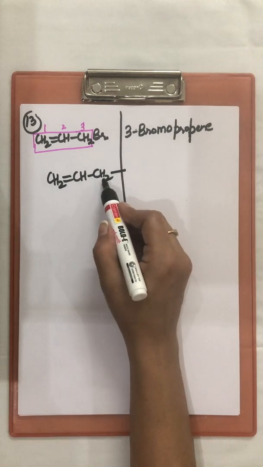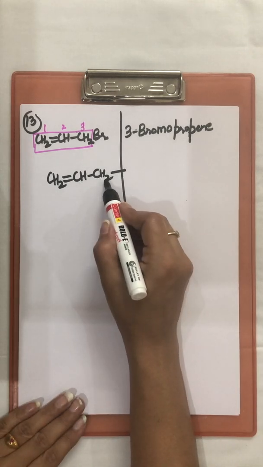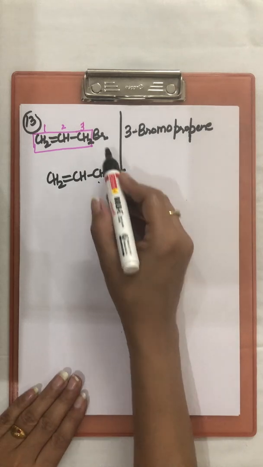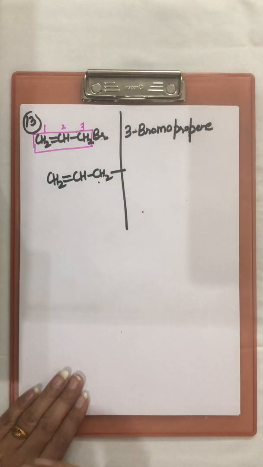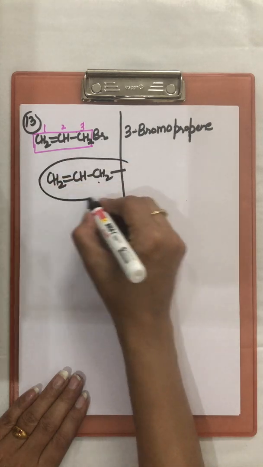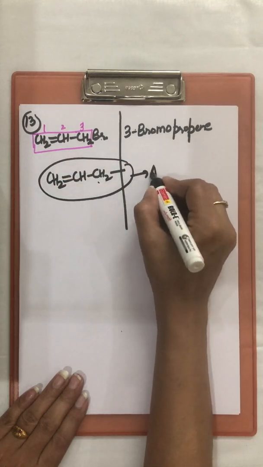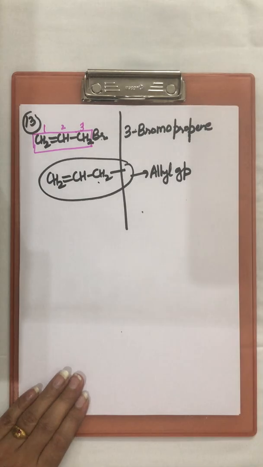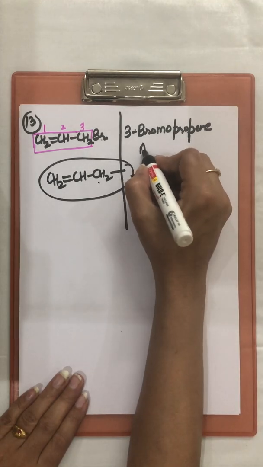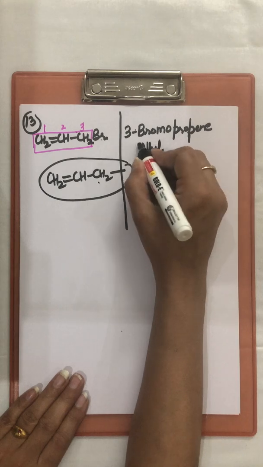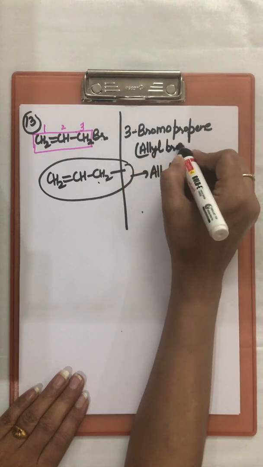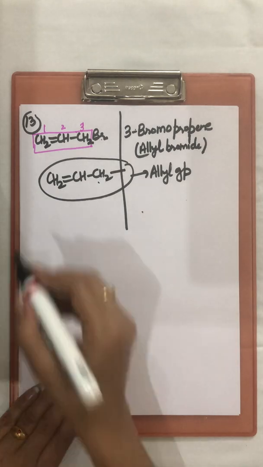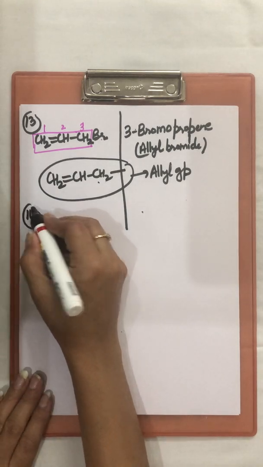Common name of this compound. This carbon that is next to the double bond is the allyl carbon. To the allyl carbon we have this halogen linked. So this group is called which group? Allyl group. To the allyl group the halogen is linked. So the common name of this compound is allyl bromide. Next example.